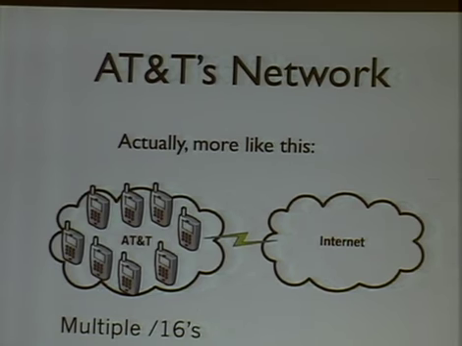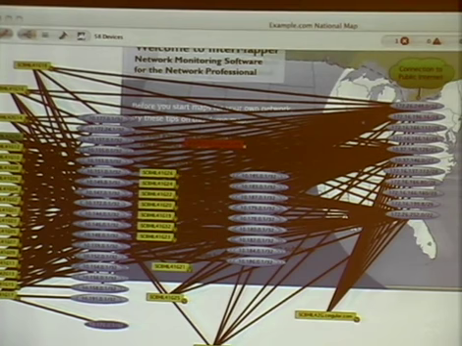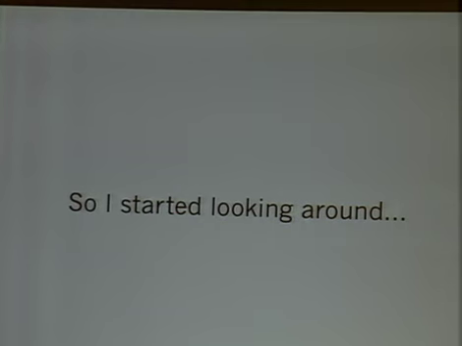I found multiple /16, multiple Class B networks that I could see from my iPhone or from my wireless card inside of their NATed network. So there's a lot of stuff out there. So your smartphone, your laptop, your BlackBerry, your Windows smartphone, PDA, whatever, has been on one giant flat network with everybody else. I'm going to talk about some of the things that I saw out there. So you can kind of just see everybody. If you use some SNMP tools, you can see a lot more, but not anymore because I fixed everything.